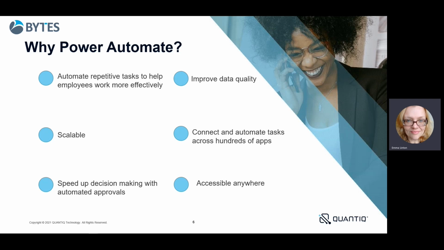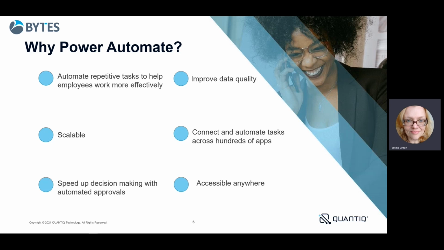Because we're automating things, that automatically then improves data quality. You're avoiding any kind of manual entry by your teams. You're making sure that things are always processed in exactly the same way, in exactly the same order. So straight away, it improves the quality and the consistency of your data.